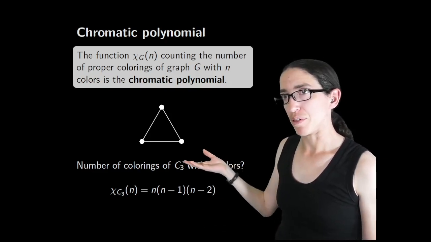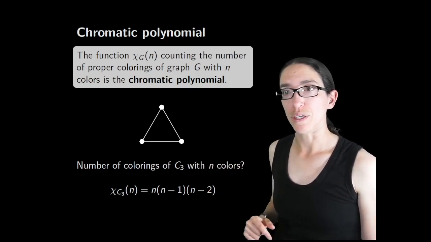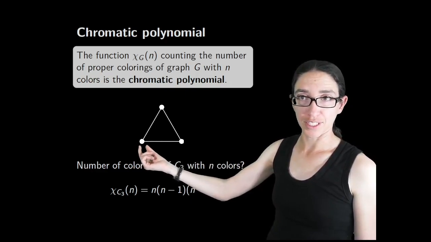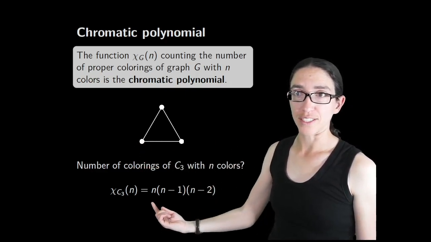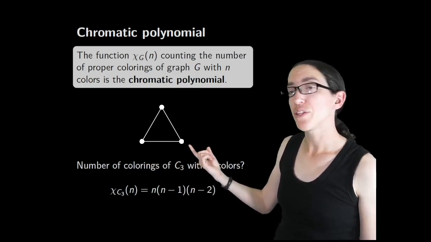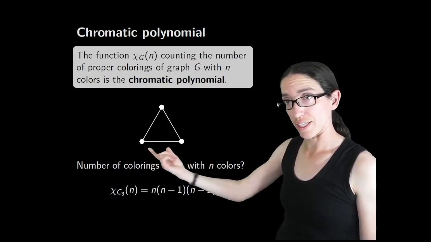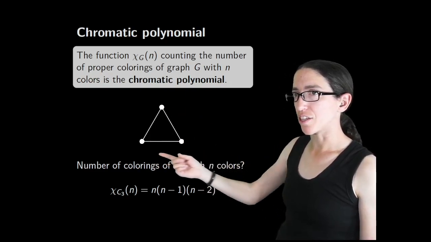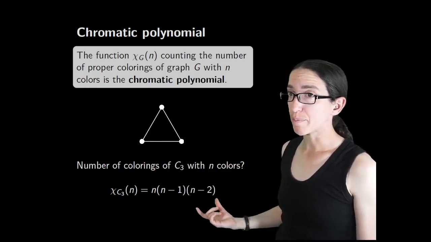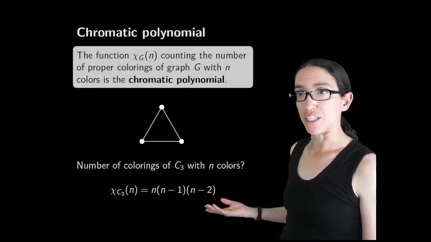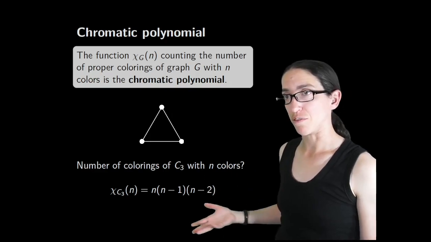Let's do another example. How about C3? Is that a different polynomial? Well, yes, because now if we choose how many ways to color the first vertex, if we have n colors, there's n ways to do that. And then if we want to color another vertex, say this one, now there's n-1 ways of choosing a color that's compatible with that one. And then this one can't be either of the two colors that we chose before. And so there's only n-2 ways of choosing that color. So now it's n times n-1 times n-2, which is a different polynomial than we got for the path graph.